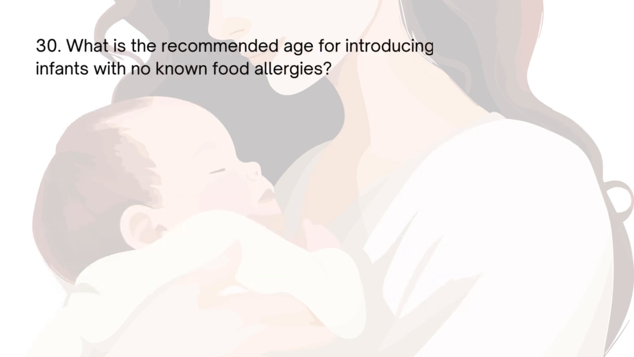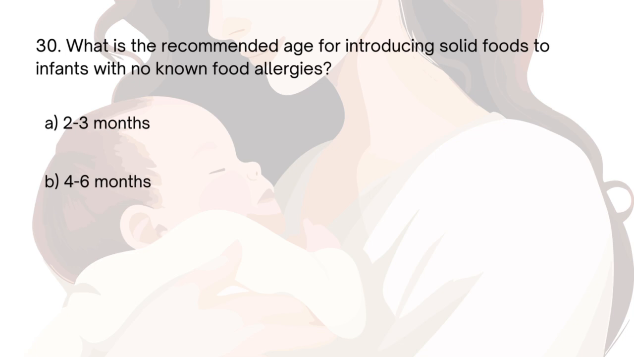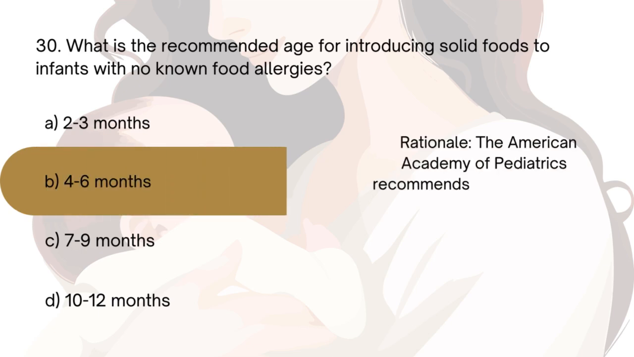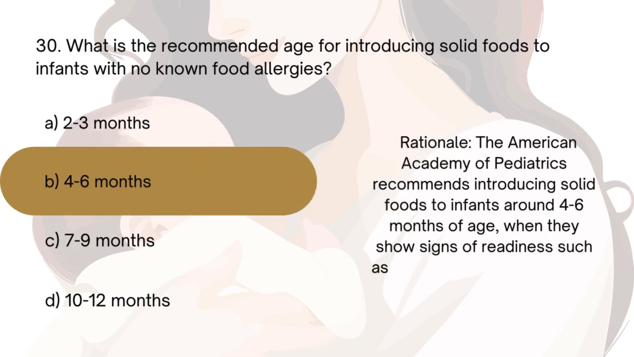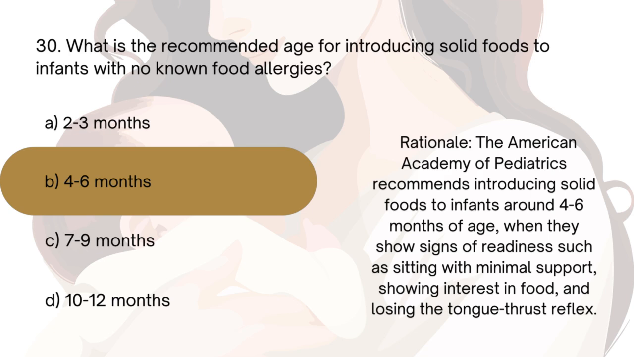30. What is the recommended age for introducing solid foods to infants with no known food allergies? A. 2 to 3 months. B. 4 to 6 months. C. 7 to 9 months. D. 10 to 12 months. Rationale: the American Academy of Pediatrics recommends introducing solid foods to infants around 4 to 6 months of age, when they show signs of readiness such as sitting with minimal support, showing interest in food, and losing the tongue thrust reflex.